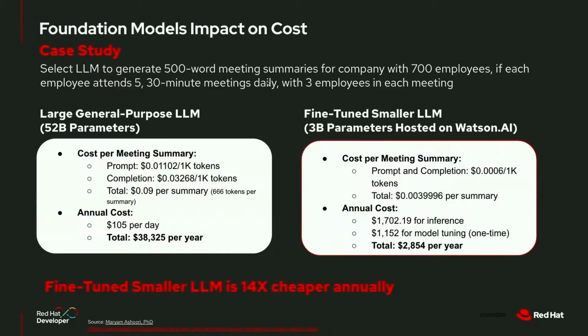So say we use that general purpose large language model that we're all familiar with, 52 billion parameters. Your cost is going to be 0.09 cents per summary, $105 a day to generate all of these summaries for your employees, and then $40,000 a year. But if we were to instead use a 3 billion parameter model that we've fine-tuned for a little over $1,000, we could generate all of those same summaries for a little under $3,000 per year. So this really shows you how important it is to pick the right foundation model for your use case.